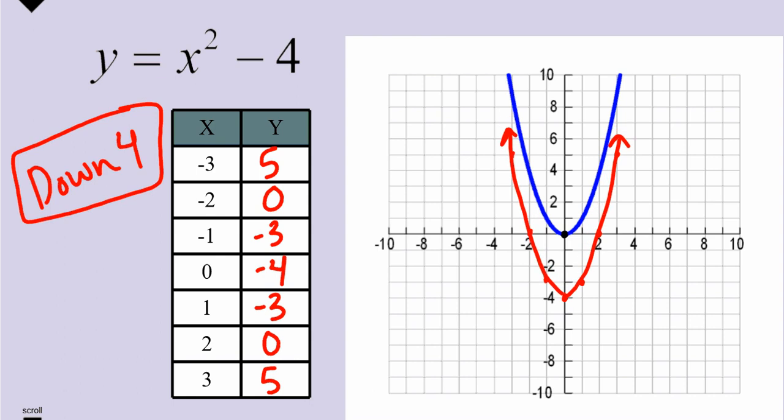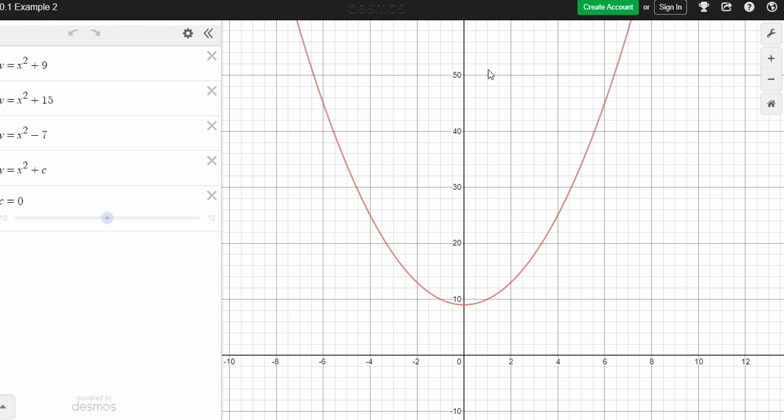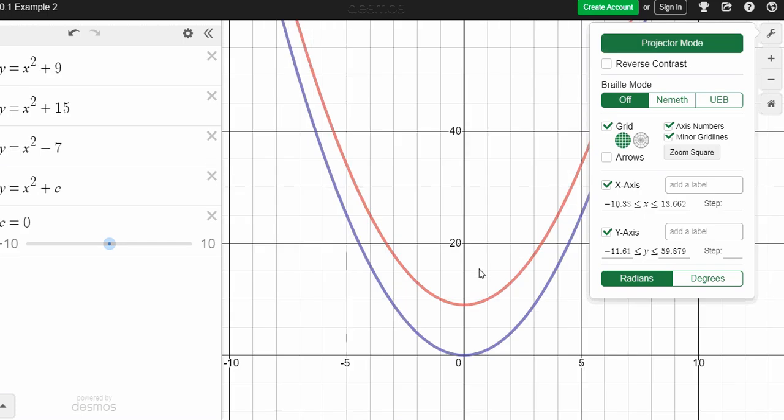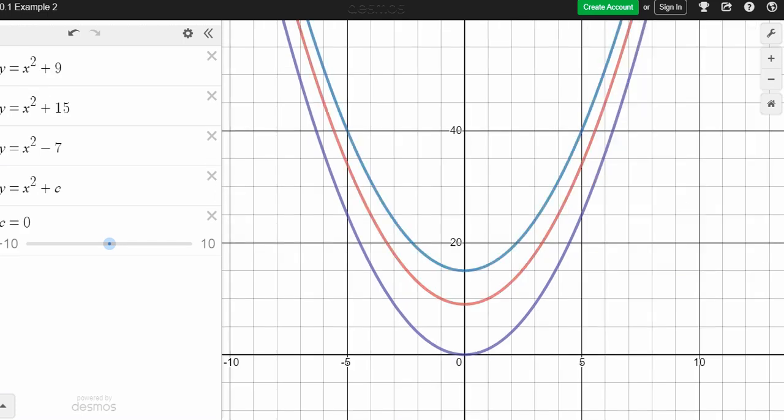So what's the role that C plays? Well, you can see, so this one plus 9, that should move it up 9. That should move it up 15. And this should move it down 7. Let's check in Desmos to see. There's our parent function. First one, there's the plus 9, moved it up 9. The plus 15 moves the whole graph up 15. The minus 7 moves the graph down 7.